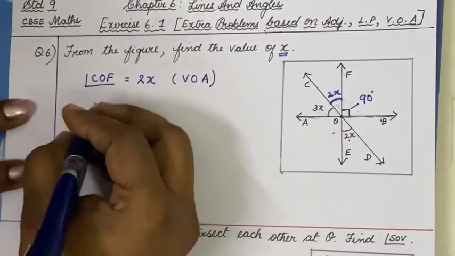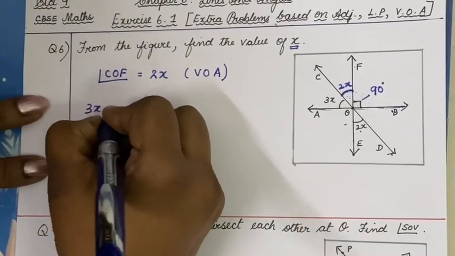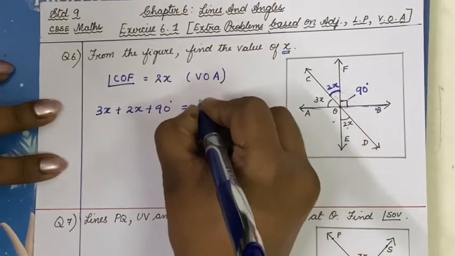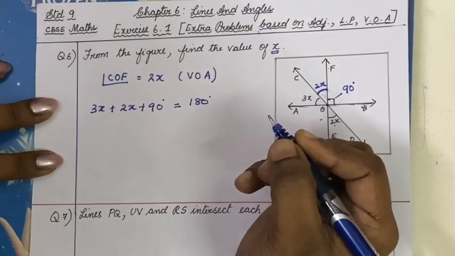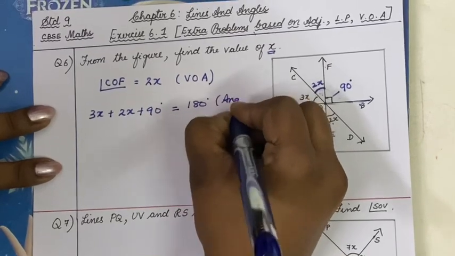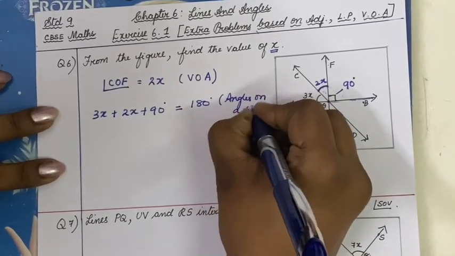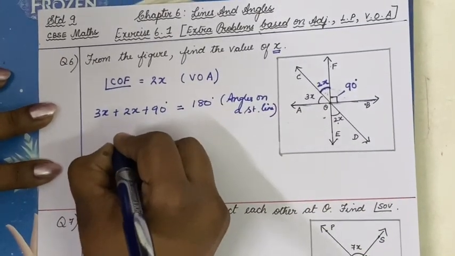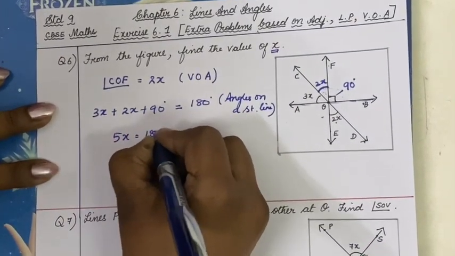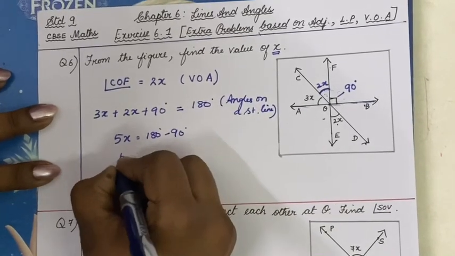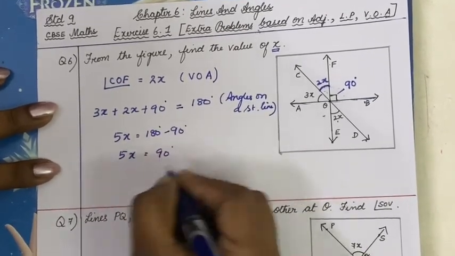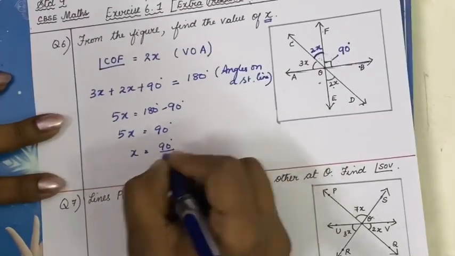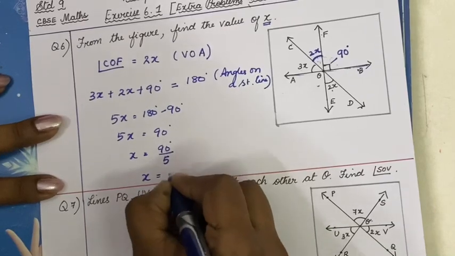Then second step, what we are going to do is 3x plus 2x plus 90 degrees, all 3 together make a straight line. So it is equal to 180 degrees, angles on a straight line. Now solving this, we are going to get 5x is equal to 180 degrees minus 90 degrees. 5x is equal to 90 degrees. So x is equal to 90 degrees divided by 5. When I divide 90 by 5, my answer x is equal to 18 degrees.